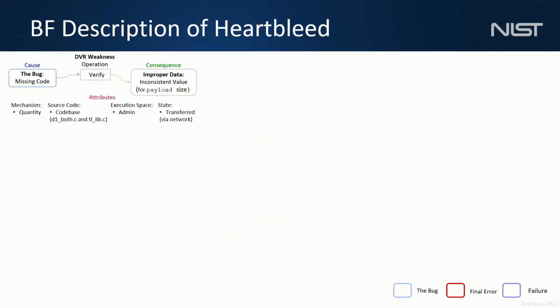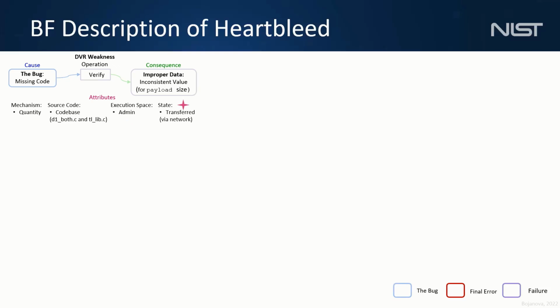Using the BF taxonomy of the involved weaknesses, first is the data verification weakness, DVR. The missing verification bug leads to inconsistent value for size of buffer. The attributes show how and where this went wrong. Mechanism points the missing verification should have been check against size. Source code shows where the buggy code is in software. Execution space is about the privilege level. State shows where the data is.